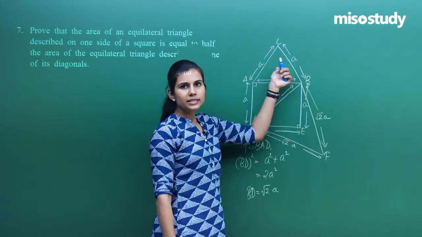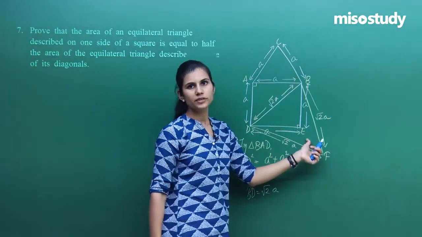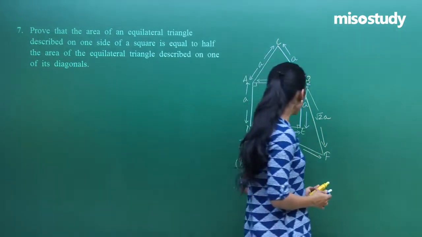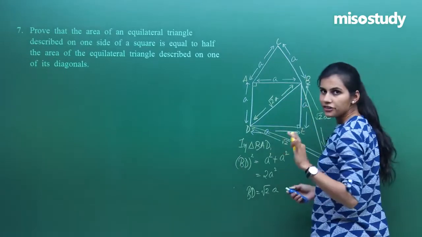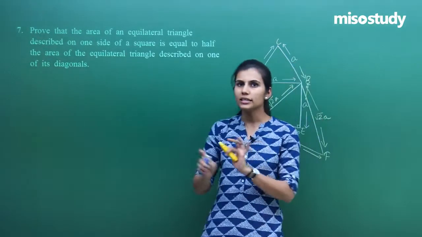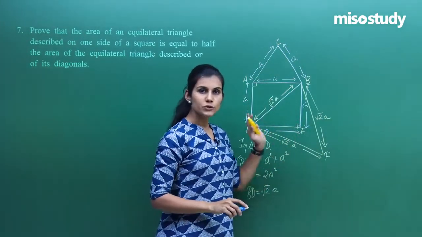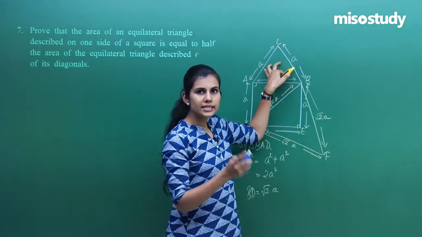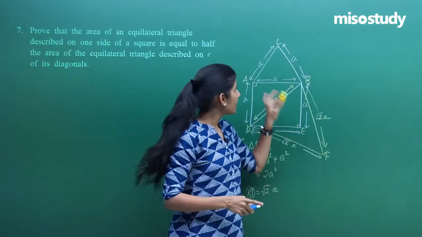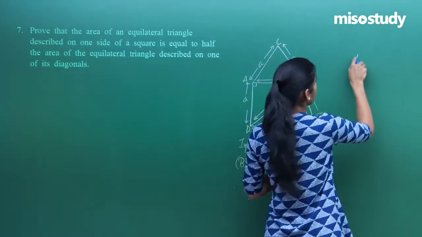So the equilateral triangle described on one of the sides of the square is of side length A. The equilateral triangle described on one of the diagonals of the square is of side length root 2A. Now, if you understand and remember the concepts about equilateral triangle, you know that if this is equilateral triangle, each angle is of 60 degrees. If this is equilateral triangle, each angle is of 60 degrees. So obviously, three angles of this triangle, 60 degrees each, are equal to three angles of this triangle, 60 degrees each. So by AAA similarity criteria, both these triangles are similar.